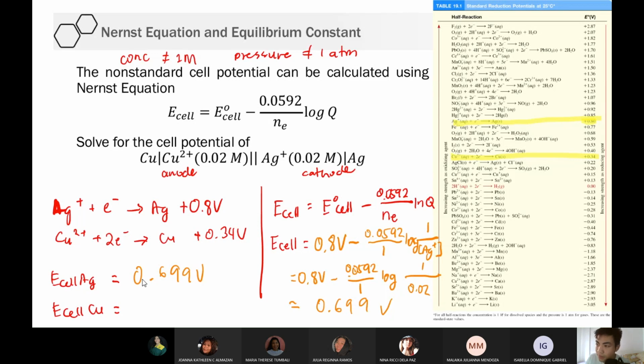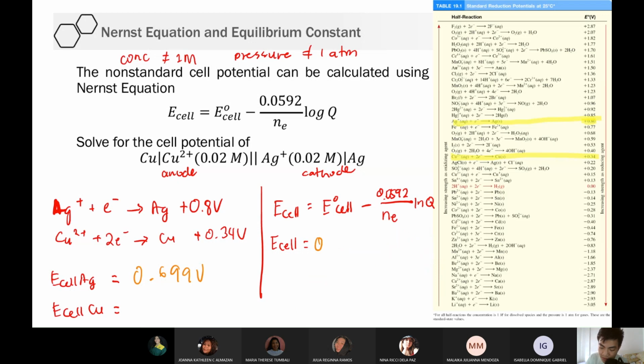Ayun. How about copper? Copper use the same equation lang. Okay, so let me erase this. So again, medyo mabilis ako ngayon ha. Pasensya na kasi ang dami pa nating i-cover eh. We are just at slide 9 of 37 slides. But I will try to explain most of the items here.